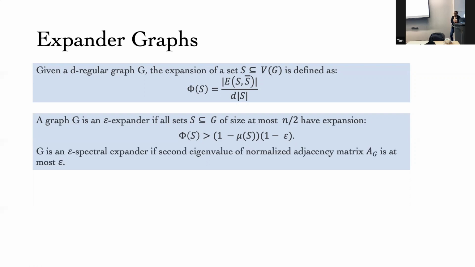And a more complicated definition is this one. G is an epsilon spectral expander if the second eigenvalue of the normalized adjacency matrix of G is at most epsilon. So if you don't know what this means, then you can think of just this definition, where we just want this combinatorial expansion. But the second definition implies the first definition. So it's a stronger expansion definition.